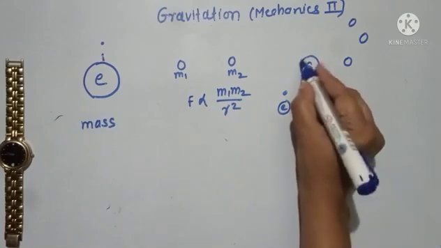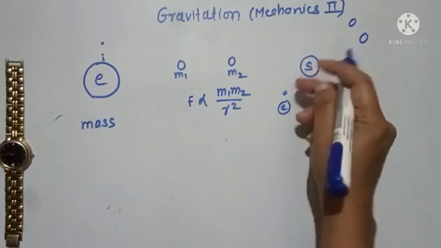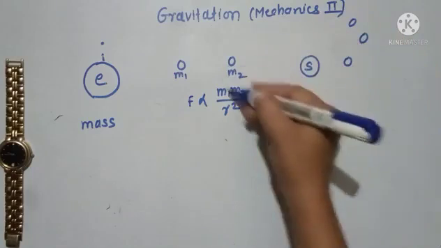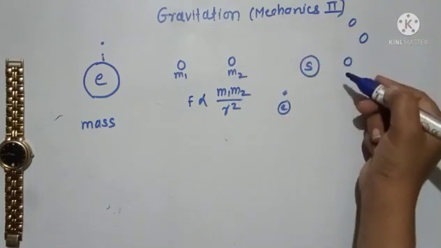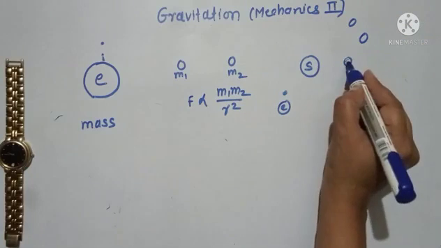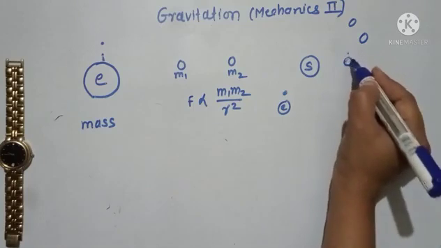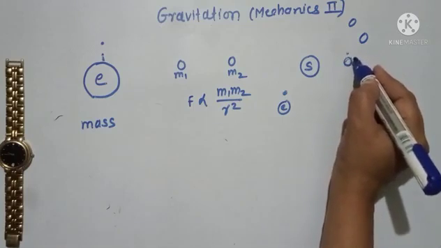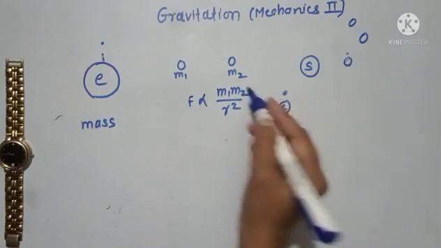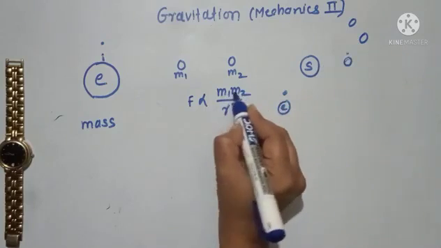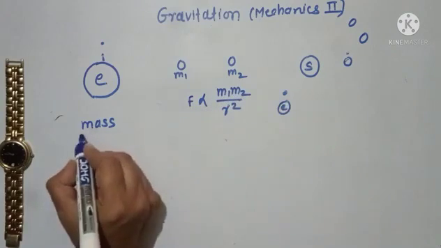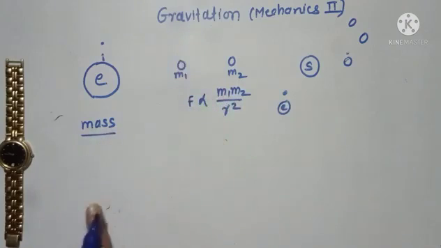For example, the sun has a greater gravitational force field, so it can hold 8 to 9 planets in its gravitational force field. Whereas the Earth, which is very small in comparison to the sun, can hold only the moon in its gravitational force field. So the more massive the body, the greater the gravitational force field. If the masses of the two objects are more, then the gravitational force field will be more. So mass is the origin of the gravitational force field.